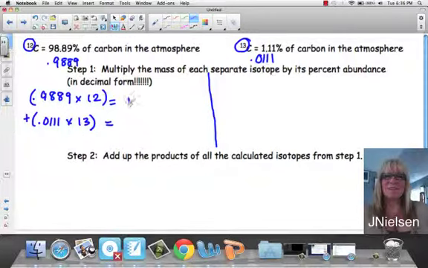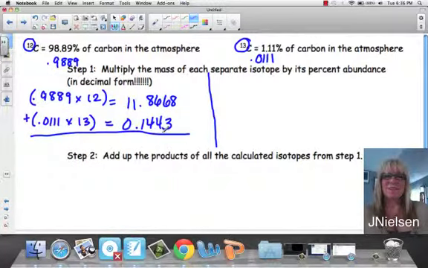So this one's going to be 11.8668. And the second one is going to be 0.1443. And then we just add them up. And I get 12.0111, 3 ones as my answer. And this is the average mass.